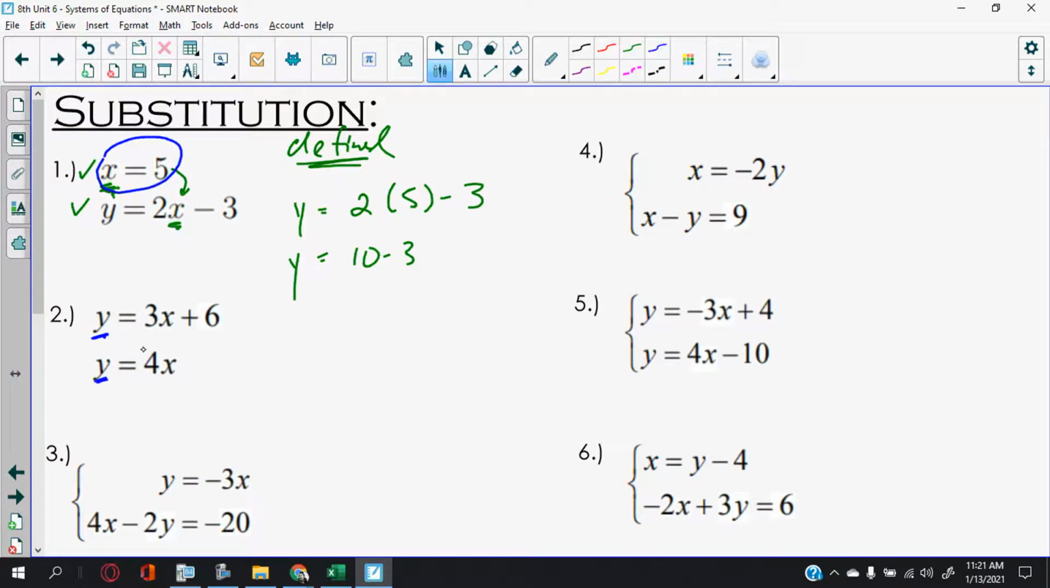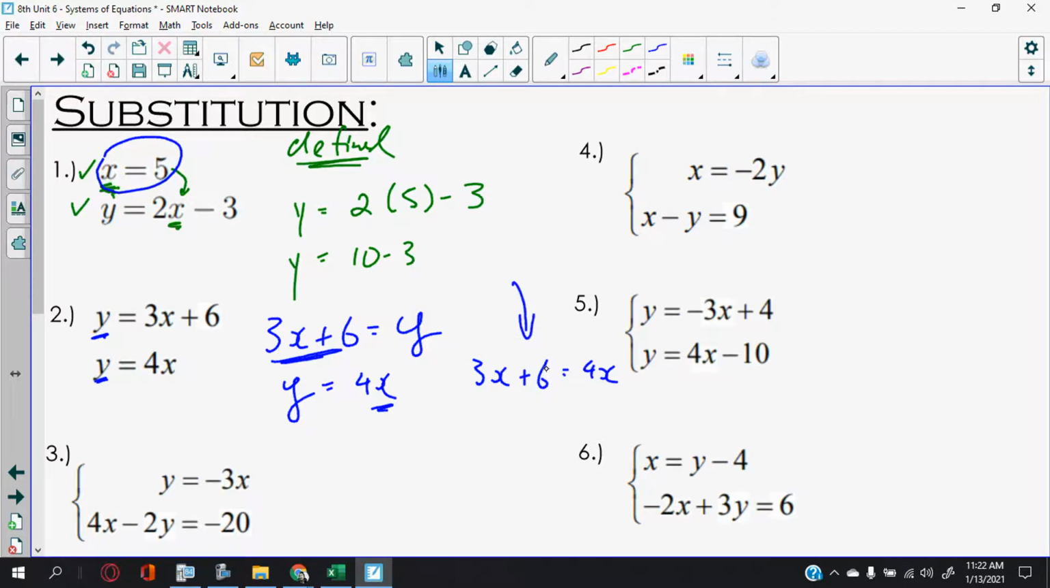So similarly, if y equals this, I'm going to show it to you in that Greek fashion. If 3x plus 6 is equal to y, and y is equal to 4x, what can you say about 3x plus 6 and 4x? Yeah, they're equal. So therefore, 3x plus 6 is equal to 4x. OMG, what topic is this? Yeah, equations with variables on both sides.